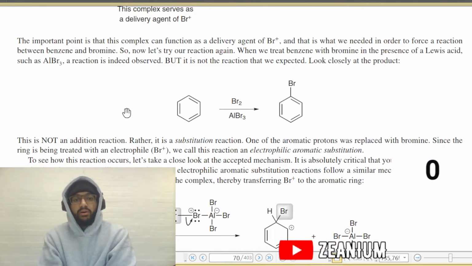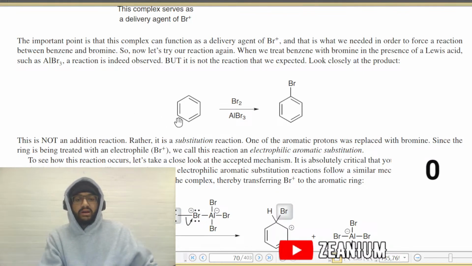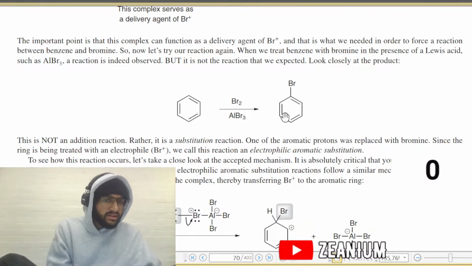So let's try our reaction again. When we treat benzene with bromine in the presence of a Lewis acid such as AlBr3, a reaction is indeed observed, but it is not the reaction that we expected. In the previous one, it gave us a syn addition of bromine, which in this case it doesn't.